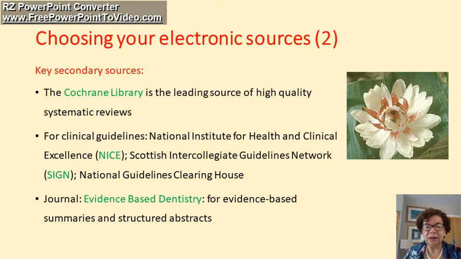In this slide, I have listed some of the key secondary sources that will provide you with clinical information that has reviewed existing research evidence. These sources should be freely available to you. The Cochrane Library is the leading source of high-quality systematic reviews of randomised controlled trials. However, it does not include studies which are not randomised controlled trials, so some topic areas will be missing.